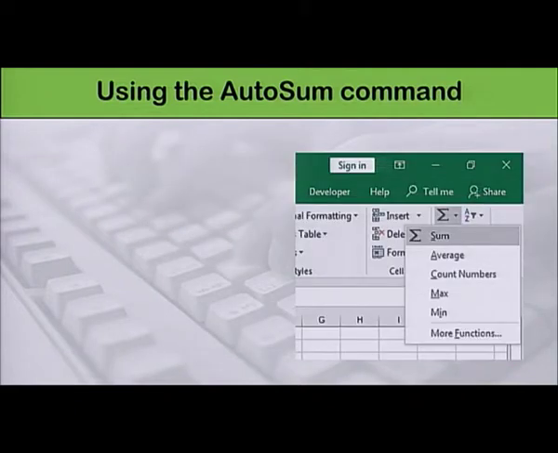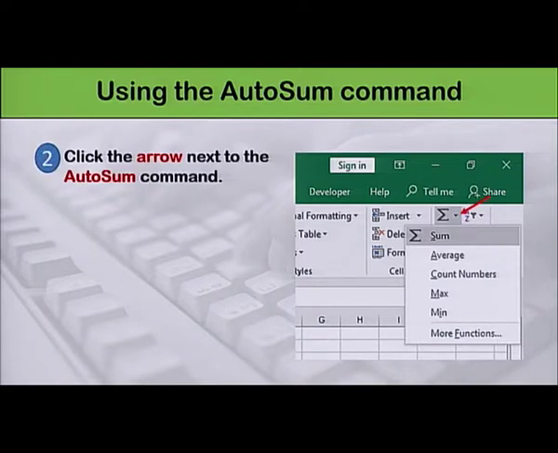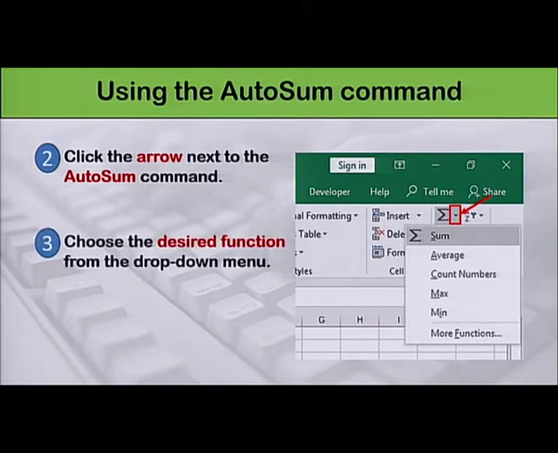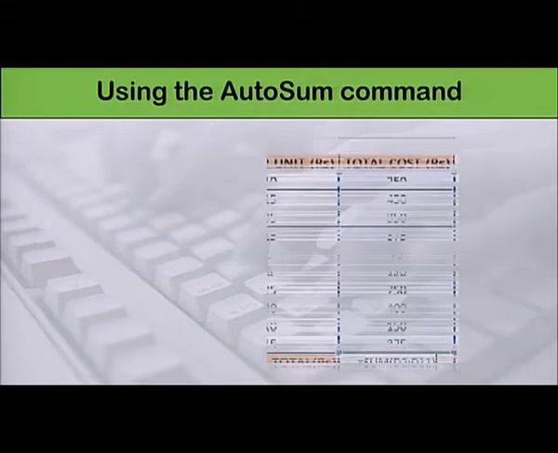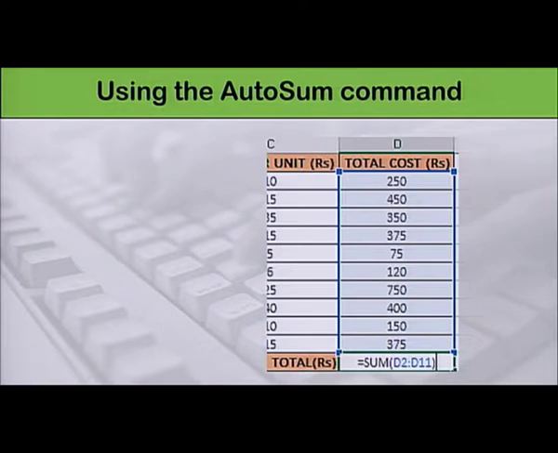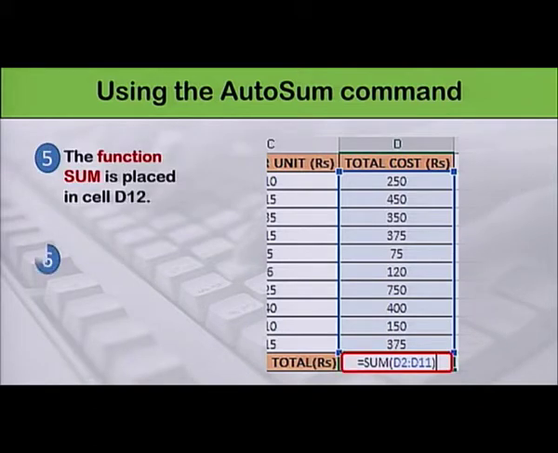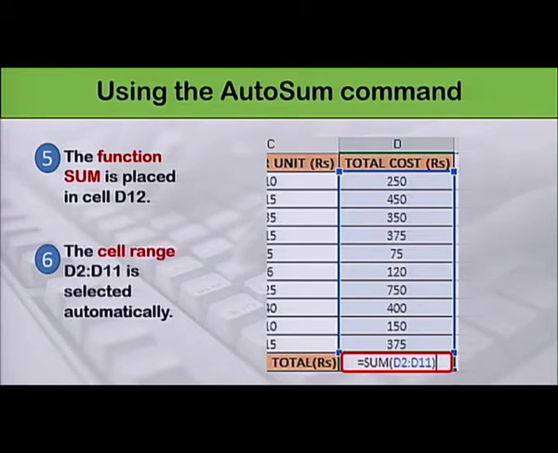In the Editing group, on the Home tab, click the arrow next to the Autosum command. Next, choose the desired function from the drop-down menu. In our example, we will select Sum. Microsoft Excel will place the function in the cell and automatically select a cell range. In our example, cells D2 to D11 were selected automatically. Their values will be added to calculate the total cost.